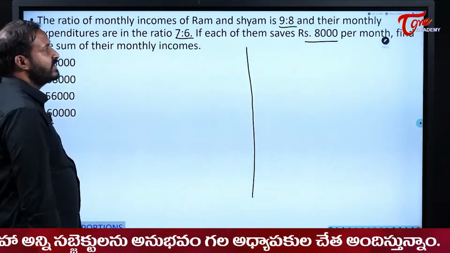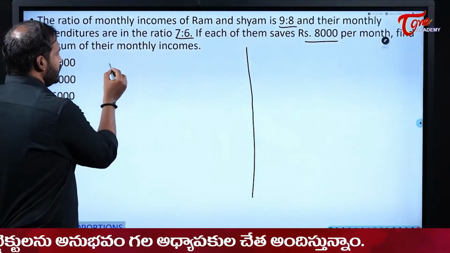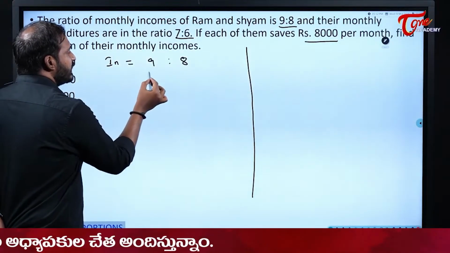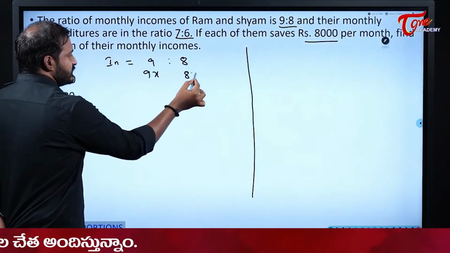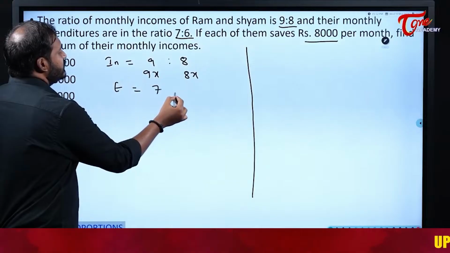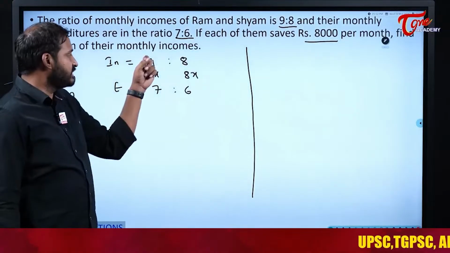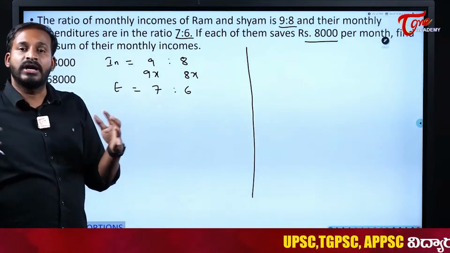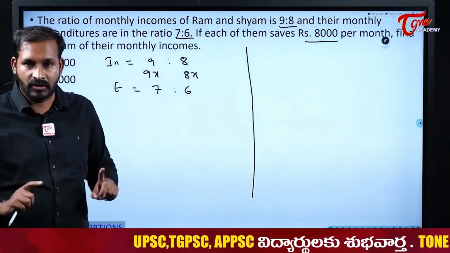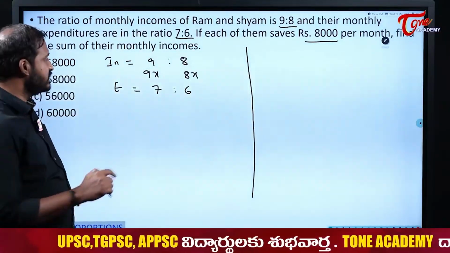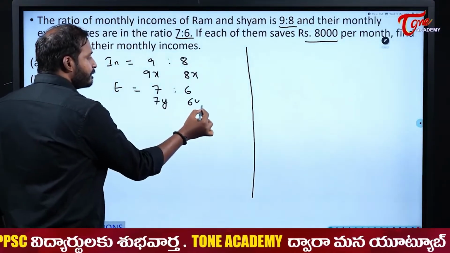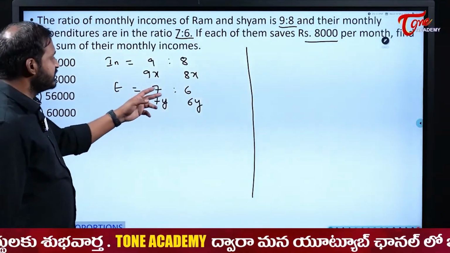The ratio of monthly incomes of Ram and Shyam is 9:8. So, I can take their incomes as 9x and 8x. And when it comes to their monthly expenditure, they are in the ratio of 7:6. See here students, this is income and this is expenditure. Don't try to join these two things and don't write once again 7x and 6x. It is wrong. You cannot do it. This is some other expression. This will become 7y and 6y.